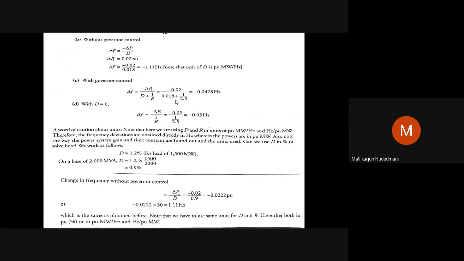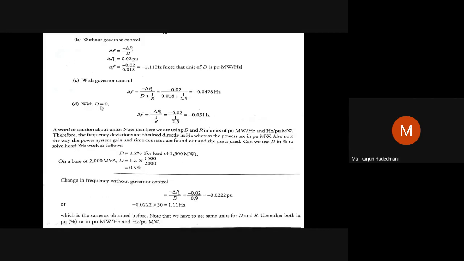When I utilize this, see the effect on the change in frequency. Earlier there was a tremendous drop in frequency, so much deviation from the base 50. Now the drop or change here is very, very negligible because the droop is acting on that. Therefore, it is only 0.0478 hertz drop from base frequency. Hence, the governor control definitely makes things superior.